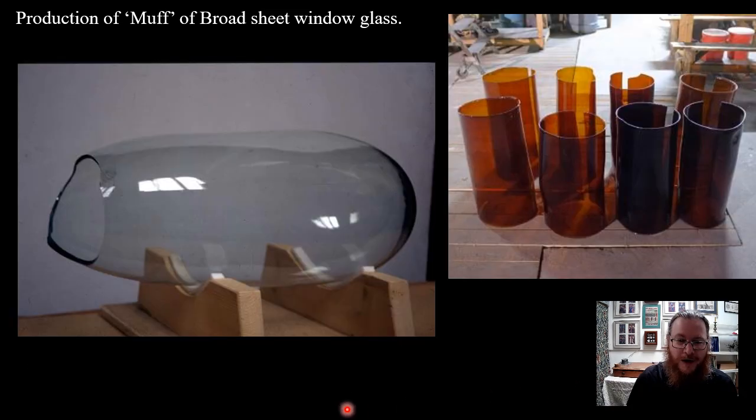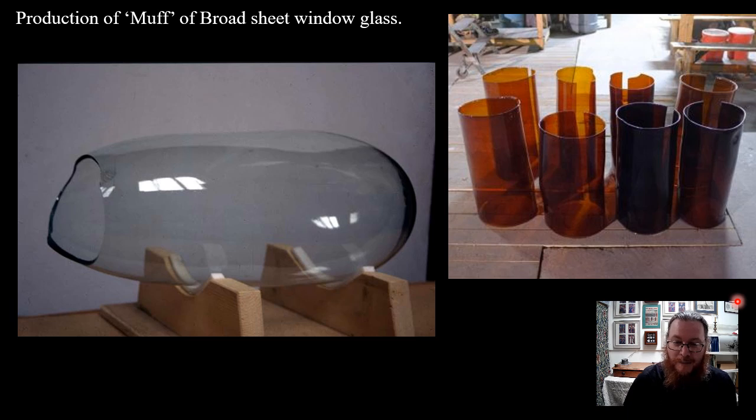Okay, so here on the left hand side we have a muff of glass enclosed on one end, a broken end here where it was attached to the blowpipe, and then it has to be further processed to make it into window glass. A hot iron is taken and is laid across the full length of this glass to create a crack. Now on this little collection of 8 muffs you can see here, you can see where they've been cracked along the long edge.